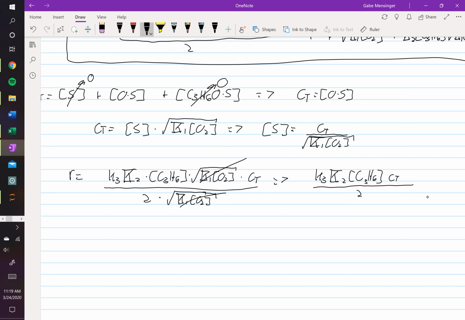All right, that is acceptable. So that is what our new rate expression looks like. Our apparent rate constant, K apparent, is essentially the culmination of our constants. That term right there. Our apparent rate constant is this.